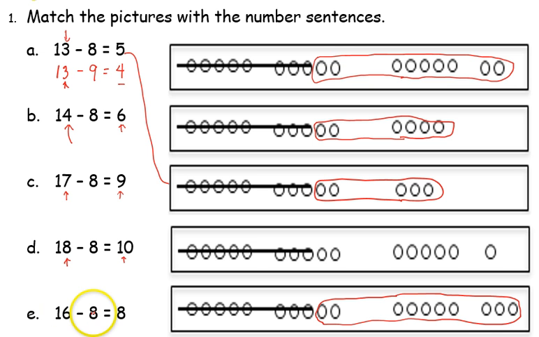And finally, I have 16 minus 8 equals 8. I'll look for the picture that shows 6 and 2 more. That gives me the answer of 8. And that's this last picture here. I have 6 and 2 more to show that 16 minus 8 equals 8.